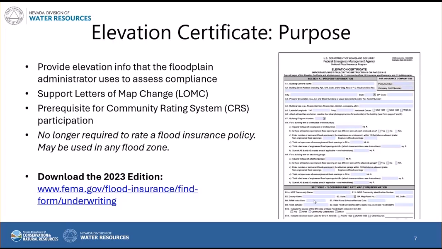FEMA updates this form from time to time, so it's important to always pay attention and make sure you're receiving the current version of the form. The current version is the 2023 edition. It has an expiration date up in the upper right corner of 6/30/2026. You can get it from FEMA's underwriting page along with other forms like the dry floodproofing certificate. But again, always use the newest version of the form, and you can go right to that website and download it.